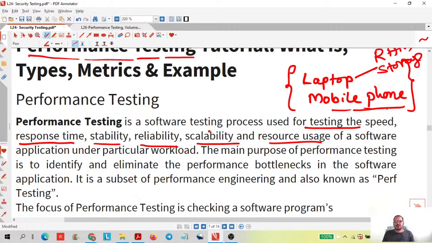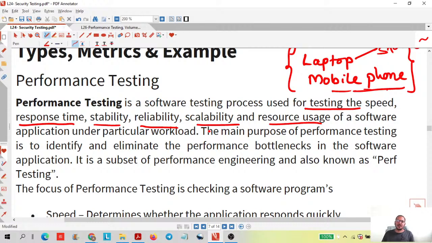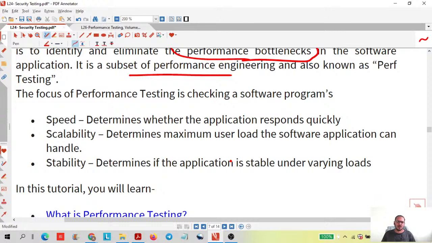Performance testing is mainly to identify and eliminate the performance bottleneck in the software application. Bottleneck means any defects or any problem we need to eliminate to improve the performance of the software application. It is a subset of performance engineering and is also known as performance testing. In performance testing, mainly it checks the software program for speed, like how quickly it responds, the scalability, and stability.